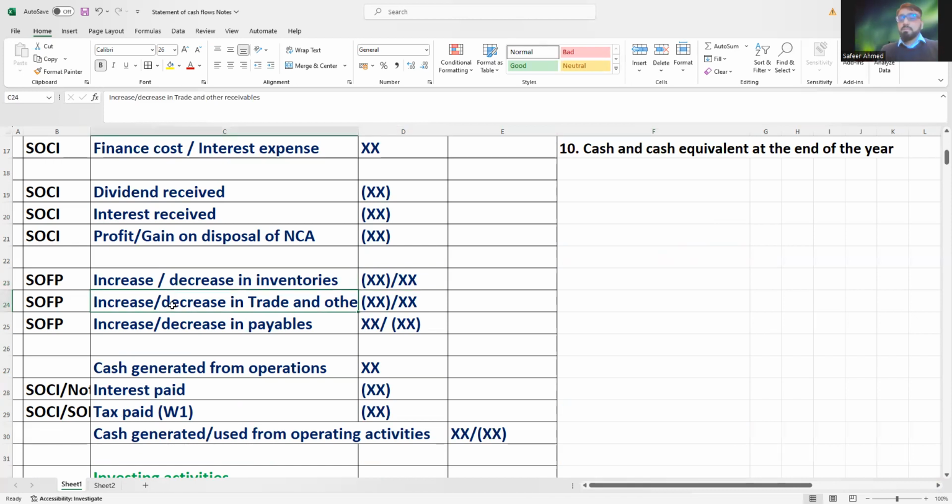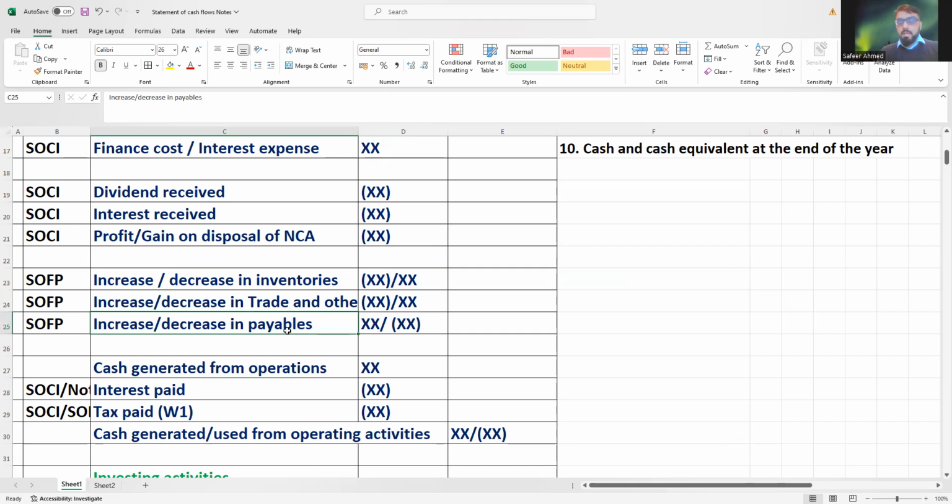Similarly, if there is a decrease in trade receivables, which means that people owe us less money now. So what would have happened? They must have paid us during the year. That's why they owe us less. So decrease in trade receivable will be cash inflow. Increase in trade receivable will be cash outflow. How? Because the company has given more credit to the customers.